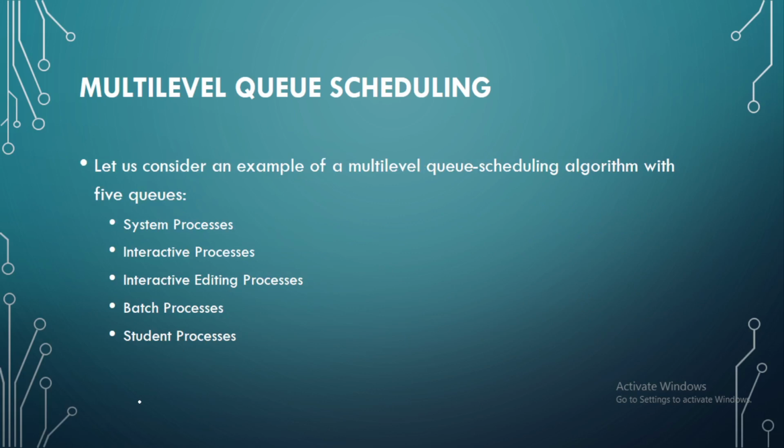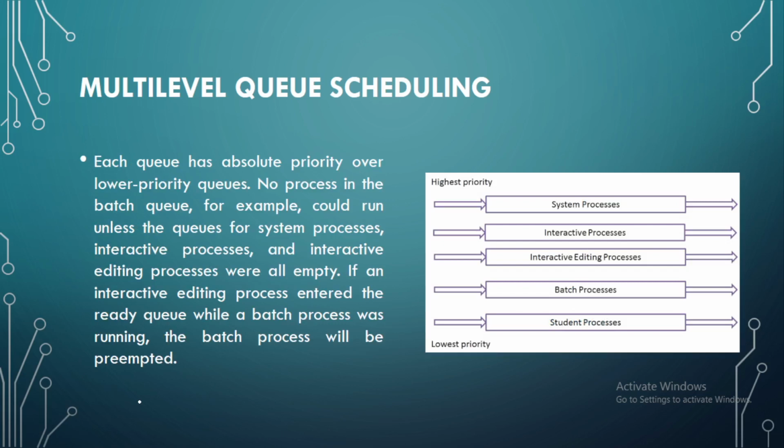Here, let us consider an example of a multi-level queue scheduling algorithm with 5 queues: system processes, interactive processes, interactive editing processes, batch processes, and student processes. Here the highest priority is system processes and the lowest priority is student processes. Each queue has absolute priority over lower priority queues.